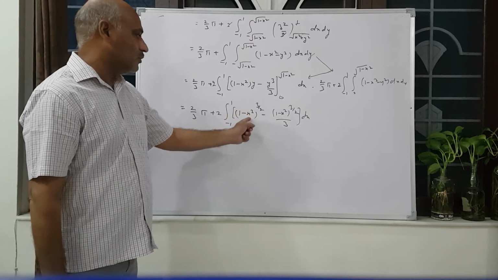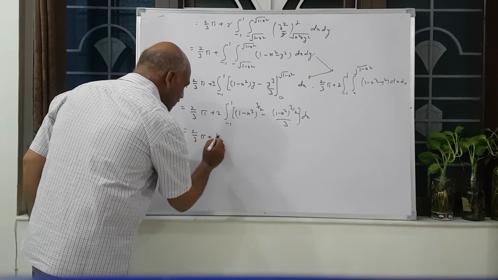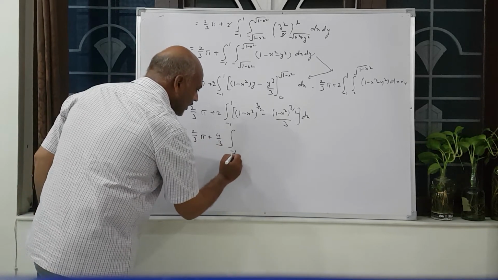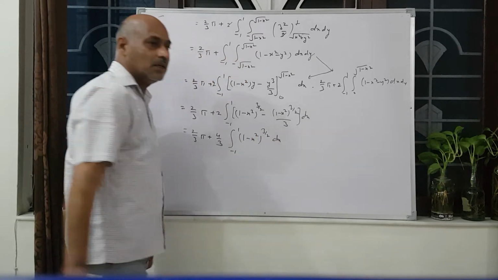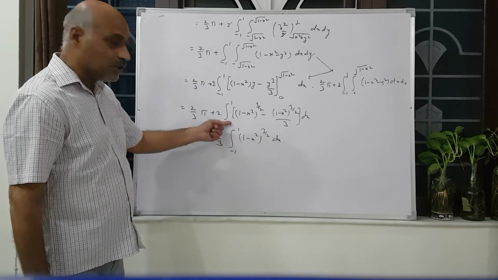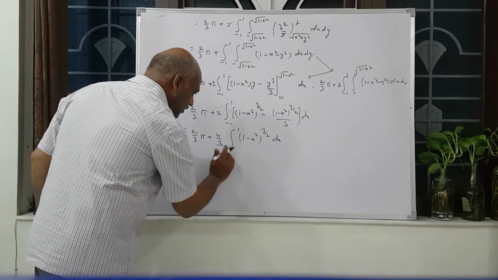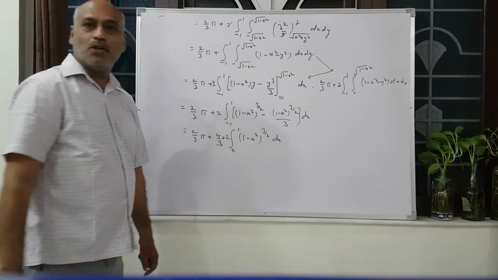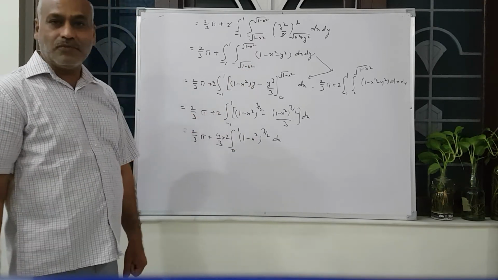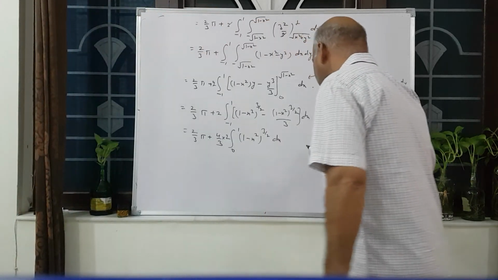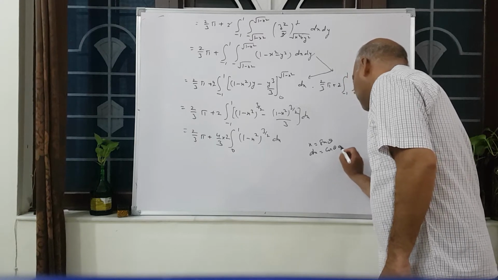Now 1 minus 1 by 3 is 2 by 3. So this becomes 2 upon 3 pi plus 4 upon 3, minus 1 to 1, 1 minus x square to the power 3 by 2 dx. So x square is also even, and minus a to a means we can write 0 to a and multiply by 2. Now we have to integrate this 1 minus x square power 3 by 2. We can put x equal to sine theta, so dx becomes cos theta d theta.